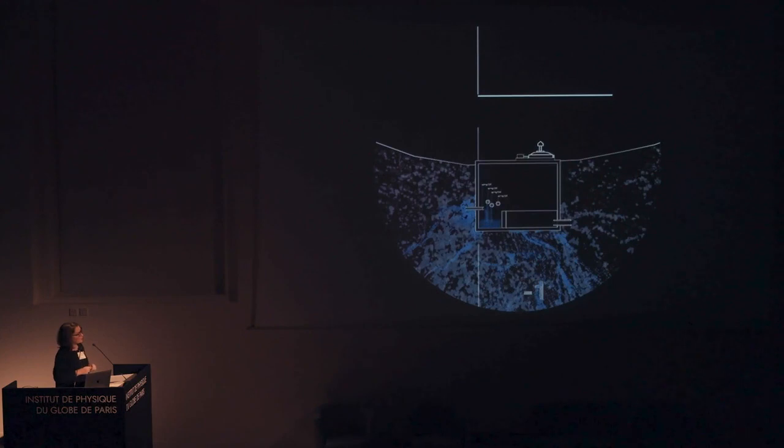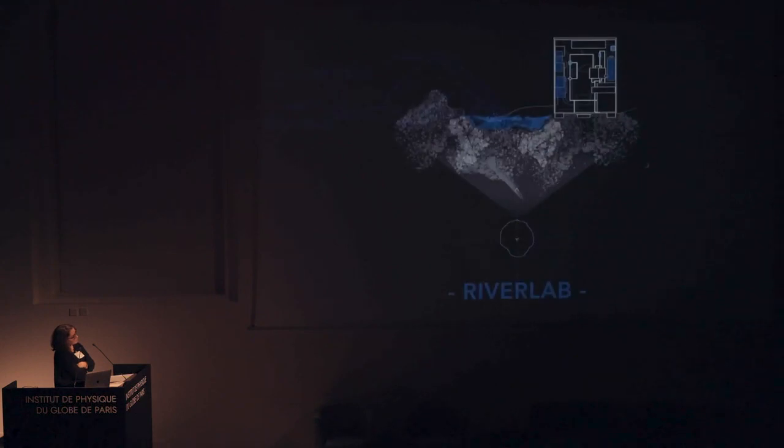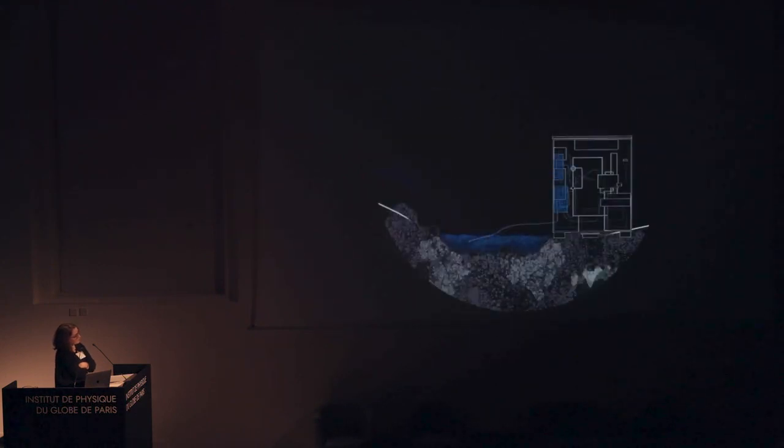So this is a Strengbach. Some of you may know. So this is just one more instrument. It's a river lab, yes.